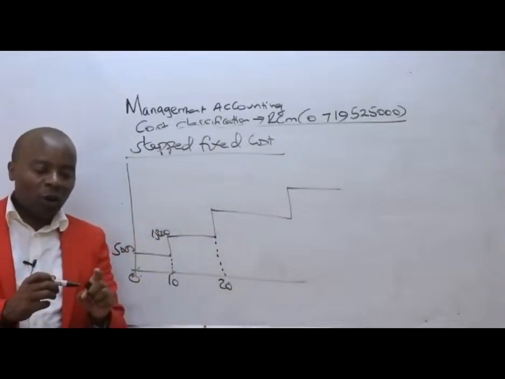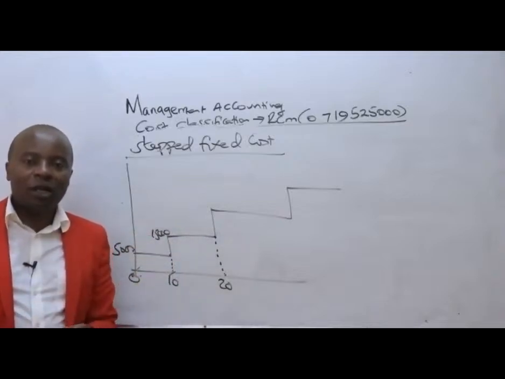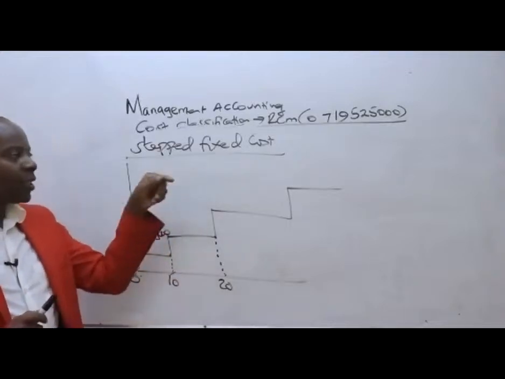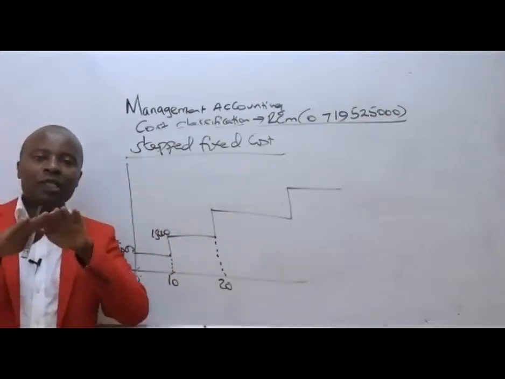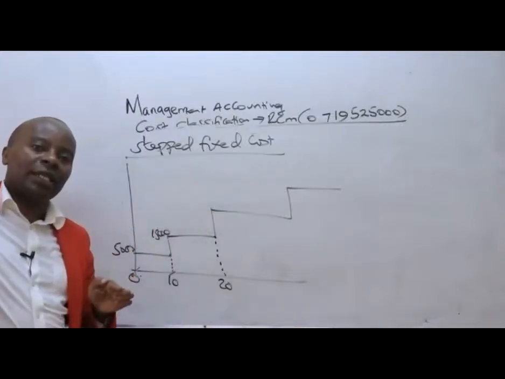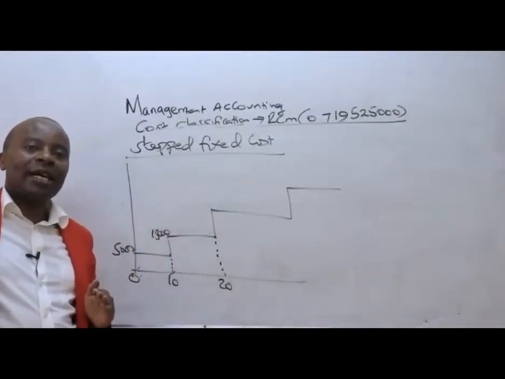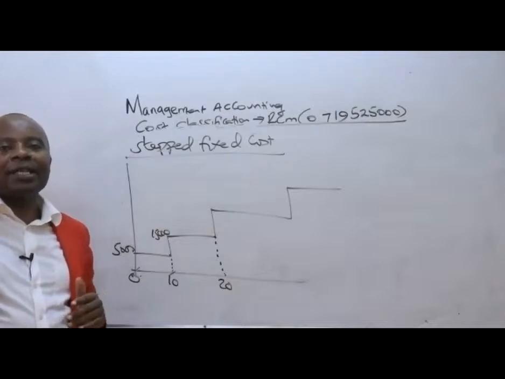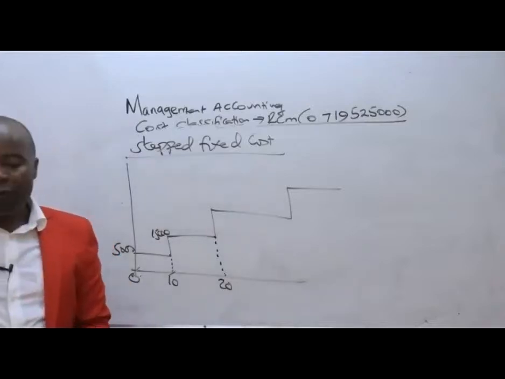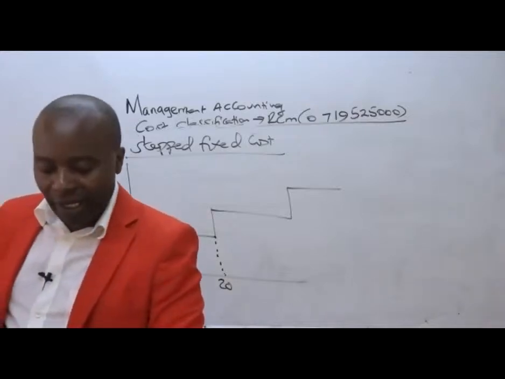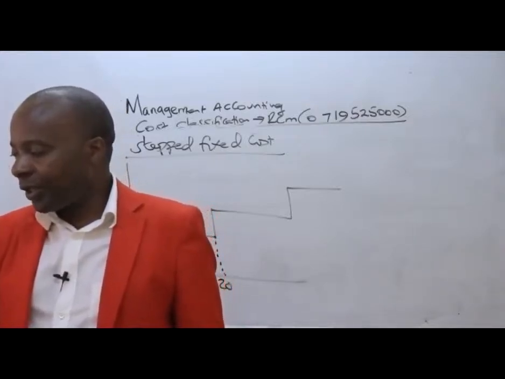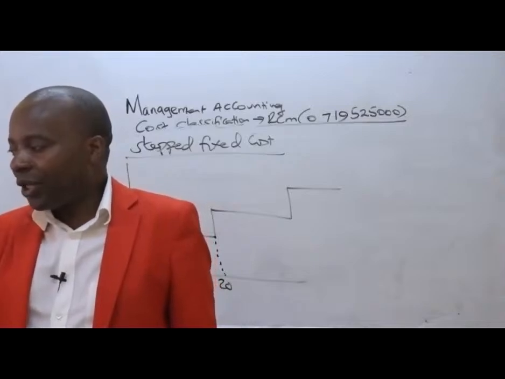Ladies and gentlemen, I would want you to understand this very well, that stepped fixed costs remain constant over some range. Beyond that range, they increase in a lump sum manner. Increasing lump sum means increasing with a one-off amount. And ladies and gentlemen, that now marks the end of the behavioral classification. How do they behave in relation to activity?